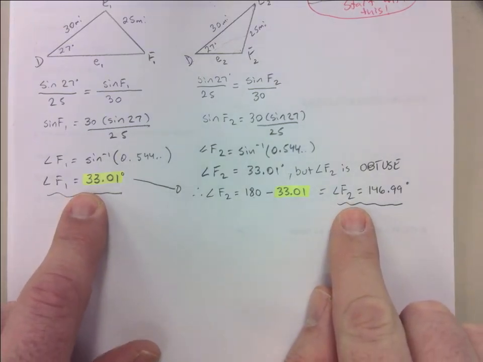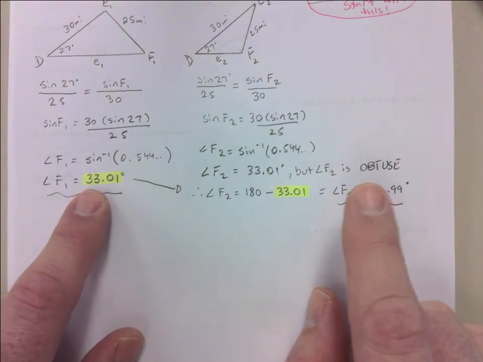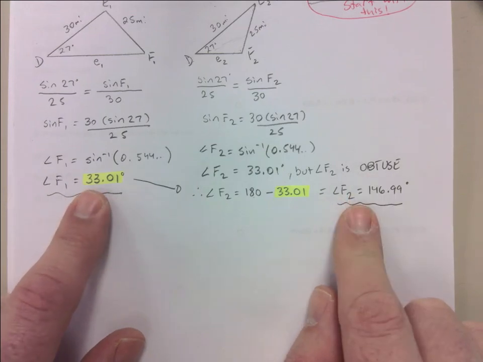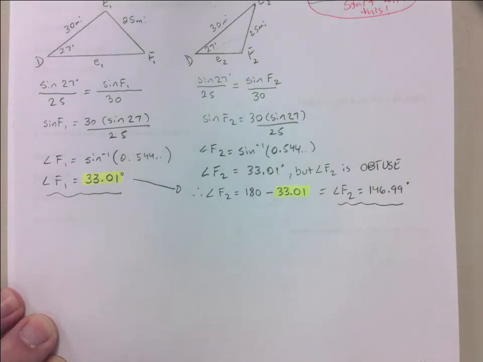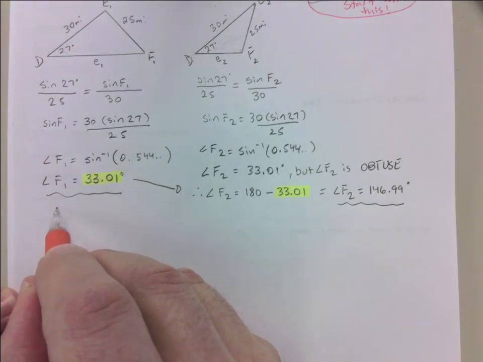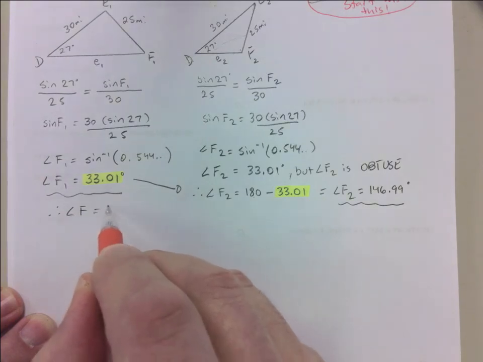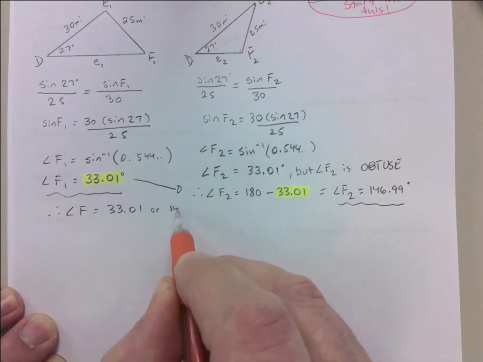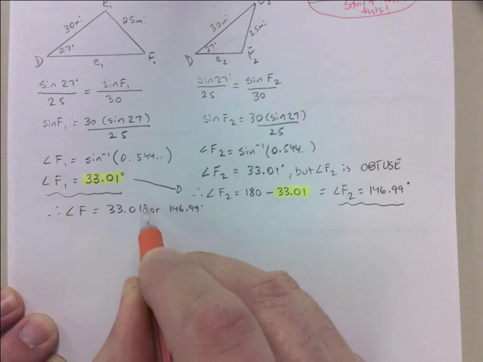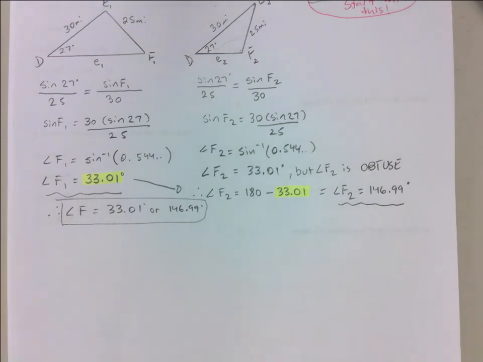So if I ask you, what's angle F? What would you say? It's either this or this. Those are your two options. Okay? Keep going. What about angle E? If I ask you for angle E, I will just do a conclusion here. Therefore, angle F is equal to 33.01 or 146.99. If that's what the question asked for, like solve for angle F, then you would be done at this point.